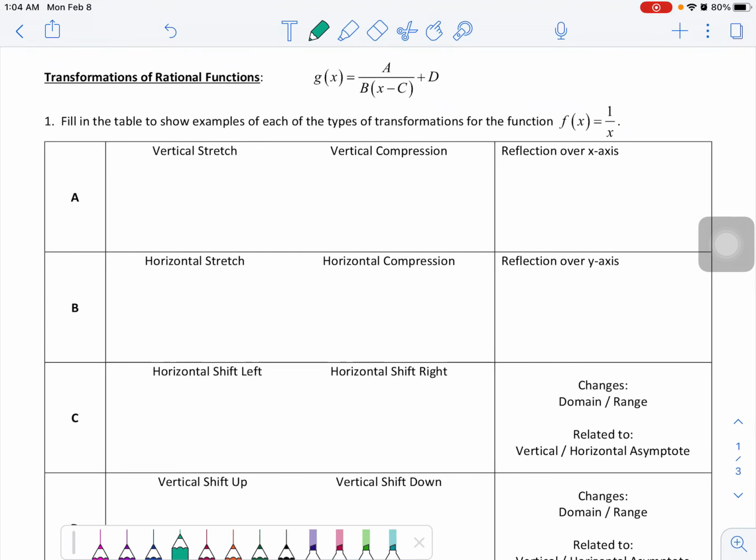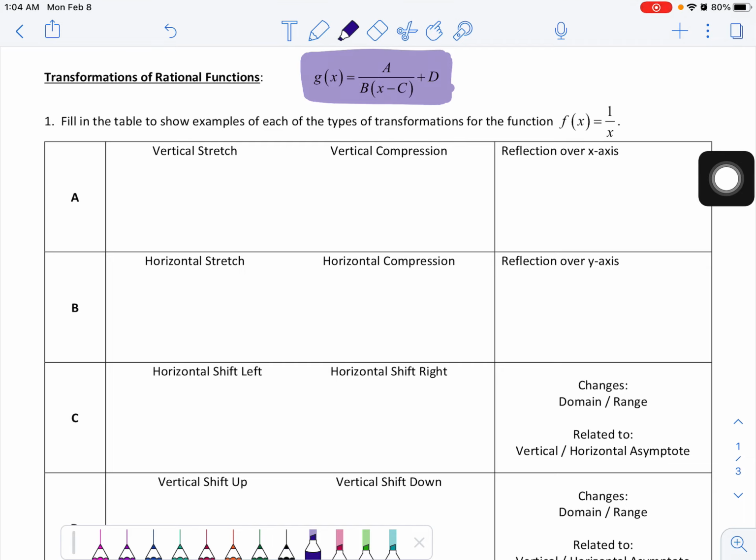In this video, we're going to look at some examples of the various types of transformations that we are going to do to the rational equation. If you look up at the top of the note sheet here, it says g of x is equal to, and it's got the transformation function for all the possibilities for what A, B, C, and D can do. And we are doing transformations on the rational function f of x is equal to 1 over x.